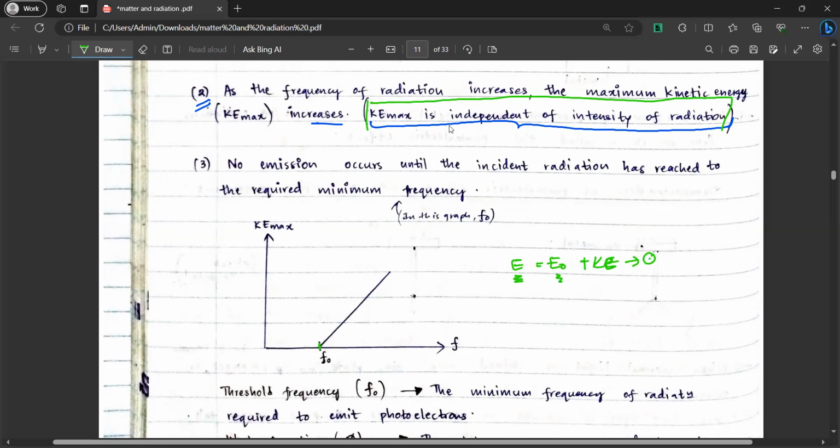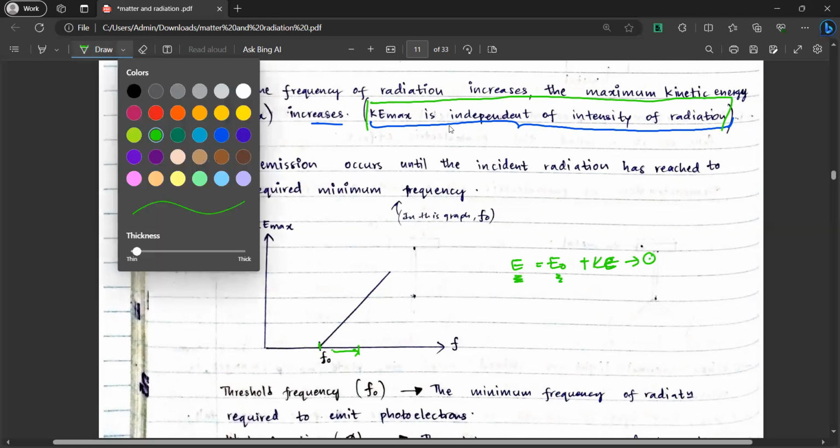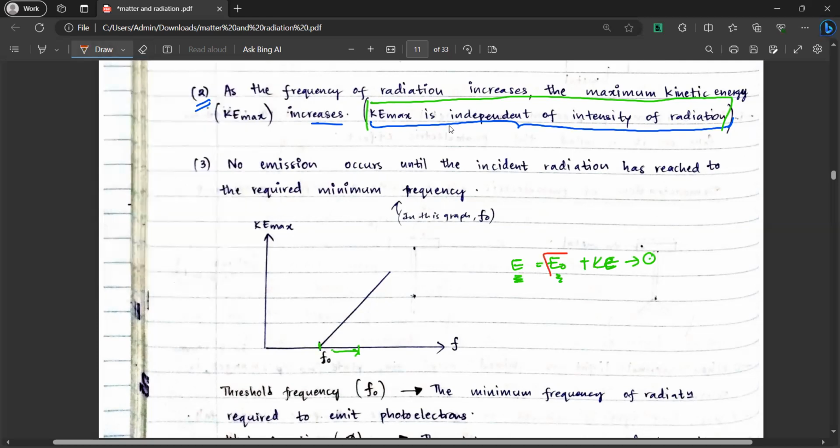And when we increase the frequency of the radiation, the energy required to remove that electron remains the same, but the kinetic energy will increase. So if we plot this in a graph, we get a graph like this. The graph between maximum kinetic energy and frequency will look like this. Note the third one. I hope both of you are okay with that.